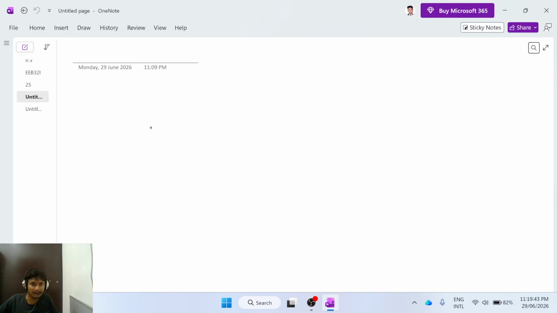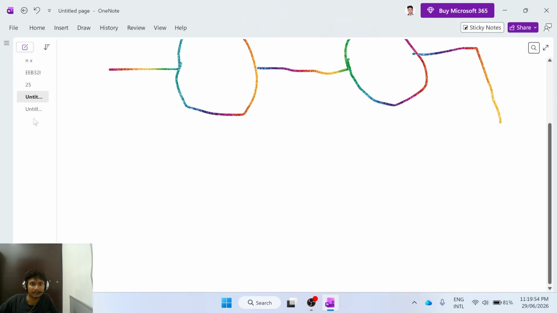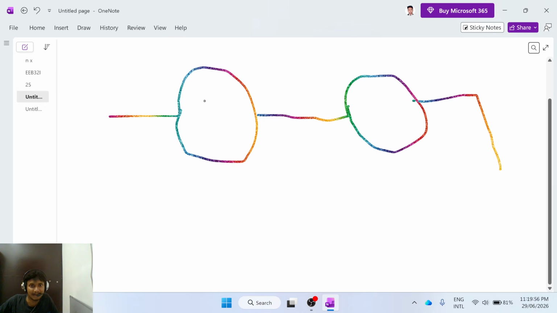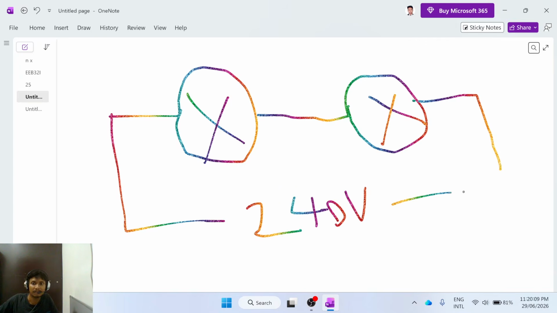Now let's draw the diagram according to our question. The first statement says that there are two bulbs. They are connected in series across a 240 volt input source, a voltage source.